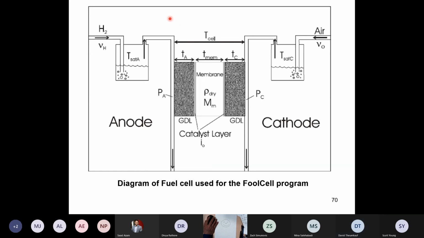Okay, so I just want to go over the main features of a fuel cell and how it's operated before we talk about the fuel cell program a bit more. So I'll just remind you, you have hydrogen that comes in. It goes through a humidifier, which is just a water tank whose temperature you set. The hydrogen will come out saturated with water at that temperature. So that's how you control the humidity of the inlet hydrogen stream. This flows in and it goes into the gas diffusion layer.